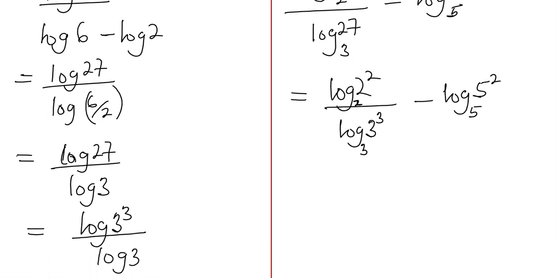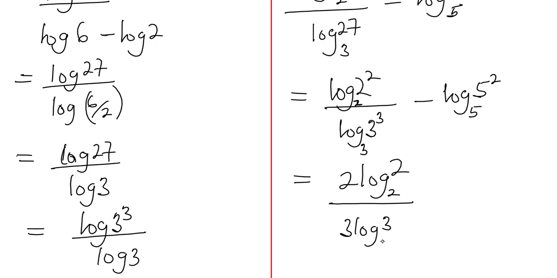Now, with the product law, we are going to express the numerator as 2 log 2 base 2 divided by the denominator. We are going to have 3 log 3 base 3 minus, at this side, 2 log 5 base 5.